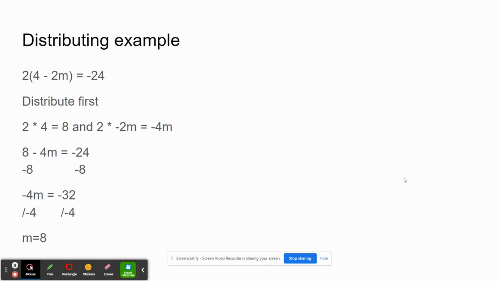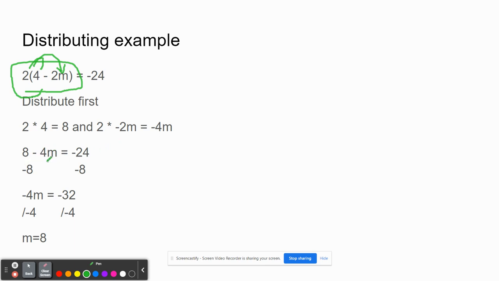Here's a distributing example, another thing that we talked about a little bit in class. We always want to distribute first whenever we can. Even if there's an opportunity to combine like terms, we want to wait until after we've distributed when able. Here we have 2 times 4 minus 2m. 2 times 4 is 8. 2 times -2m is going to be -4m.